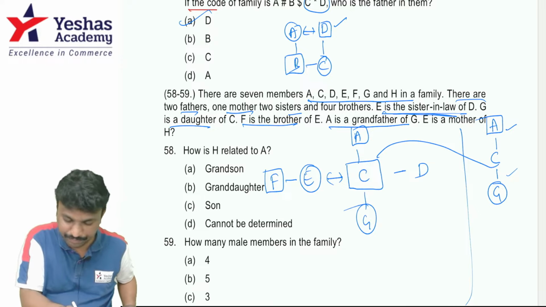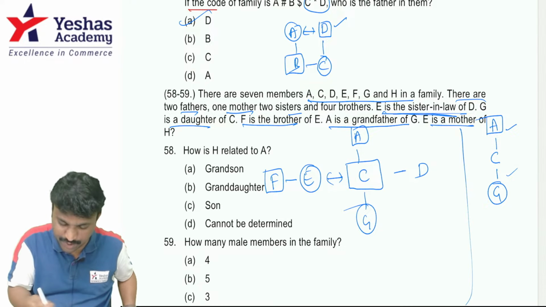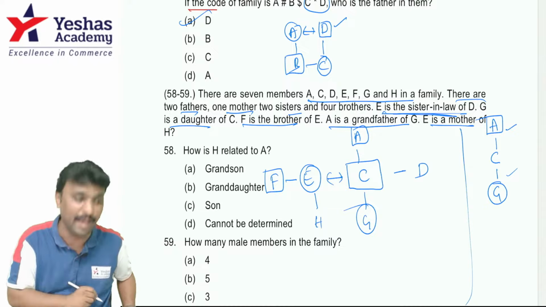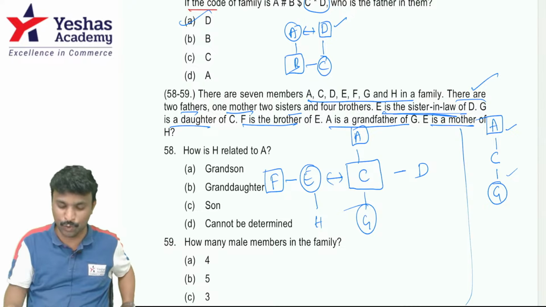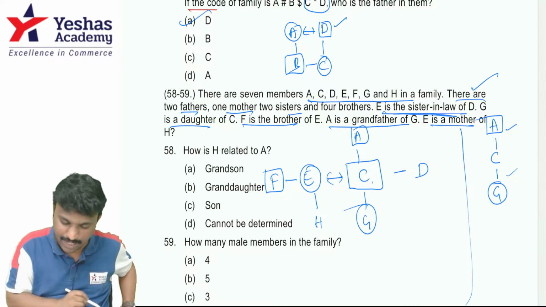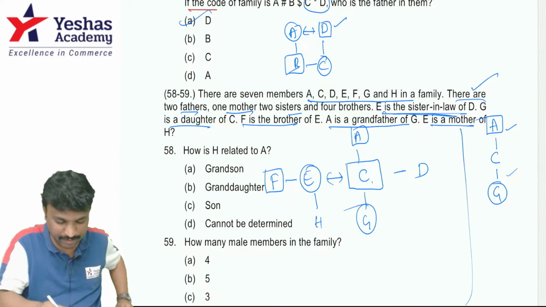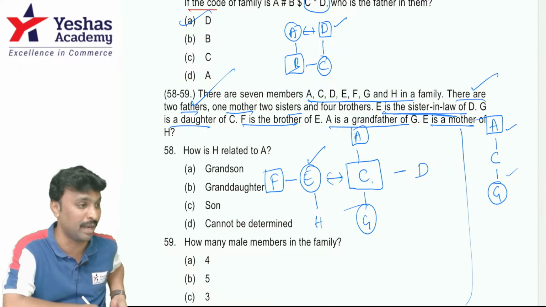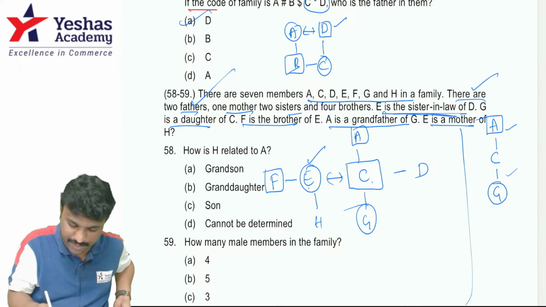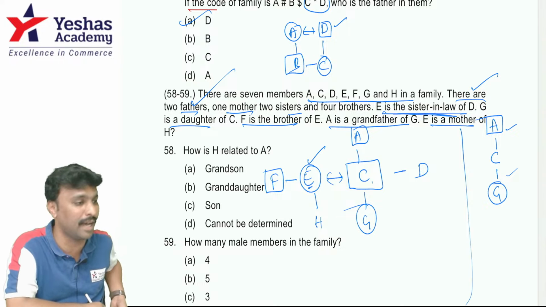Now let us check. One more thing they have said: E is the mother of H. That means H should be below. Now, what have they said? The condition, there are 2 fathers. Who are the 2 fathers? One is C, the other one is A. So, first condition is satisfied. One mother. Who could be that one mother? E is that one mother. That is also satisfied. And two sisters. One of the sisters is E, because E is the sister of F. Who could be the other sister? G is the other sister.